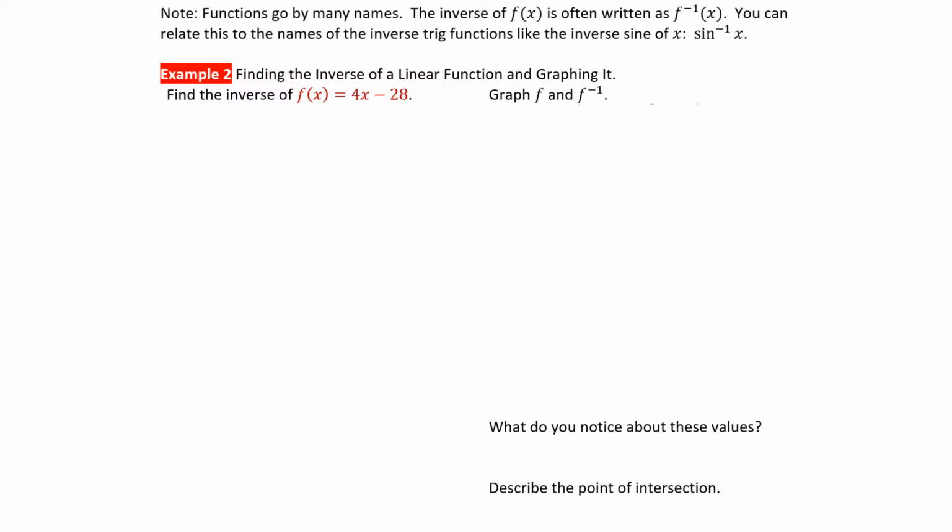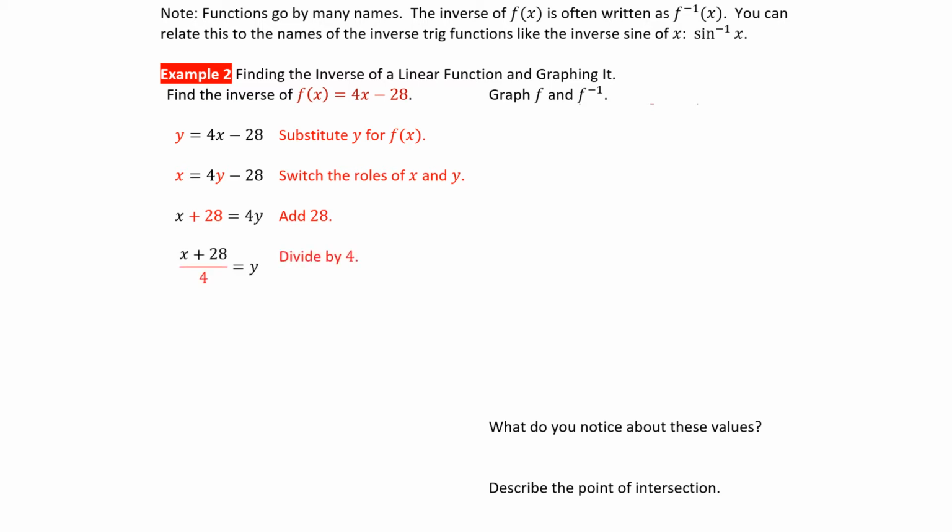So in example 2, we're asked to take this line, f of x equals 4x minus 28, and find its inverse. So instead of having f of x equals, we want to isolate the x. To do that, we switch f of x with y, and then we switch the roles of y and x, so now x equals. We add 28 to the left, we divide by 4, and now we've isolated y. So our inverse function can be written as x plus 28 all divided by 4, or if you would prefer to see the slope-intercept form, 1/4 x plus 7.